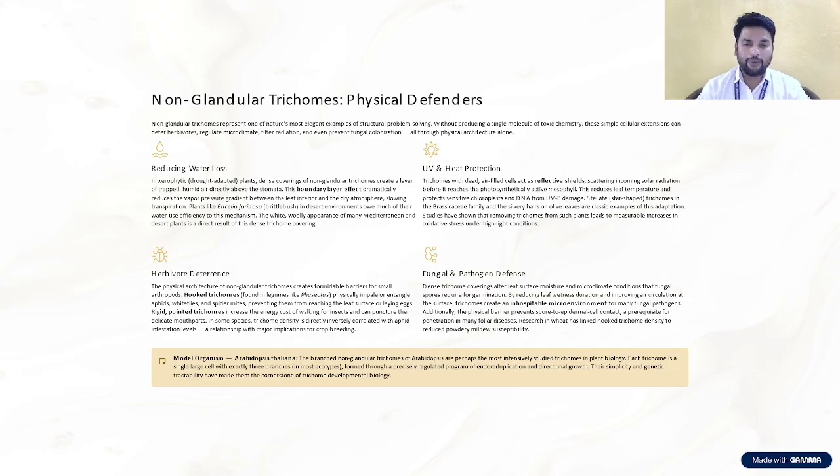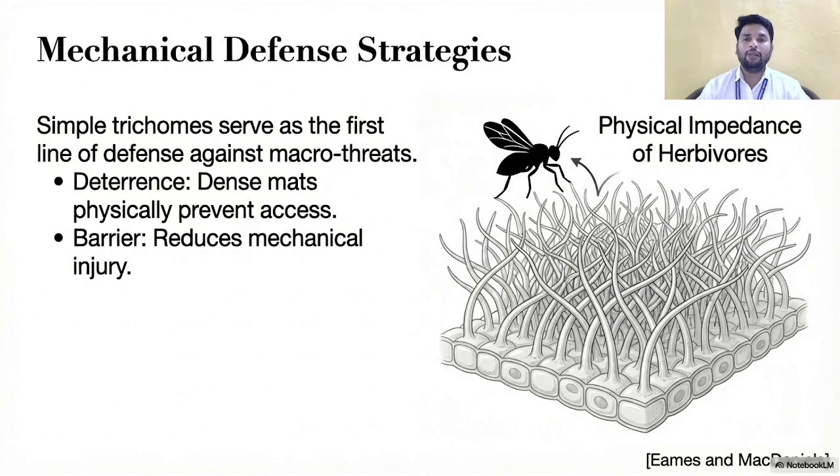Branched trichomes in Arabidopsis thaliana are perhaps the most intensively studied trichomes in plant biology. Each trichome is a single large cell with exactly three branches. Mechanical defense strategies: how the trichome defends from herbivore attack.